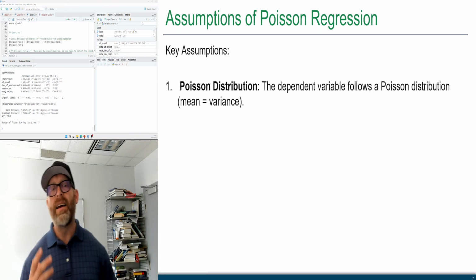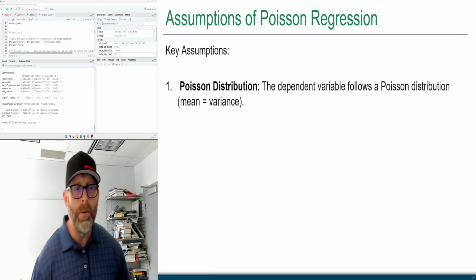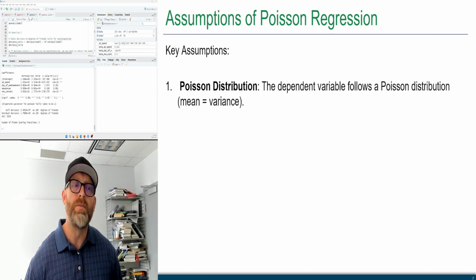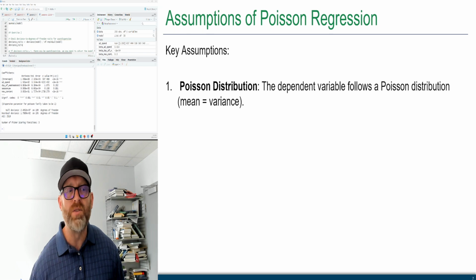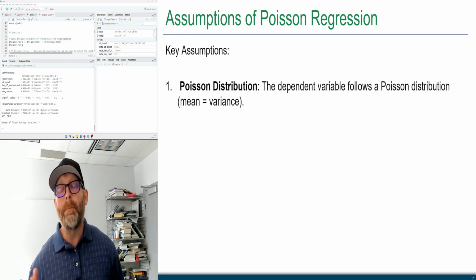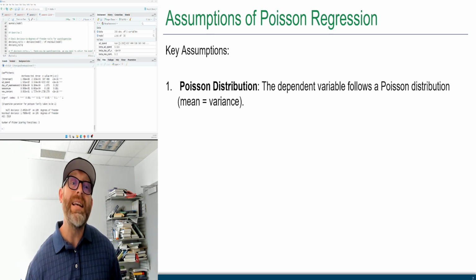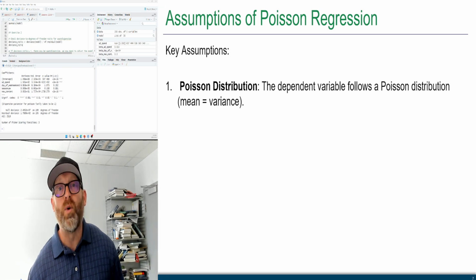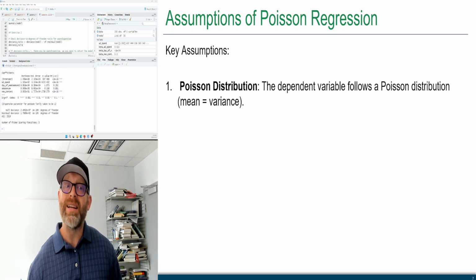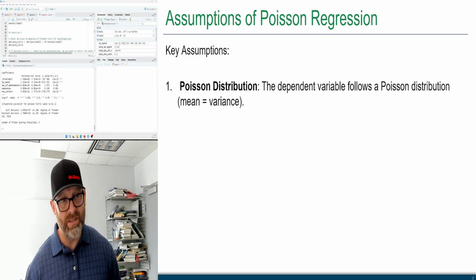First one being that when we talk about the response variable, it has to follow a Poisson distribution. So the dependent variable, the response, follows a Poisson distribution. And part of a Poisson distribution is that the mean and the variance are equal to one another. So if the mean increases, the variance increases. If the mean decreases, the variance decreases.